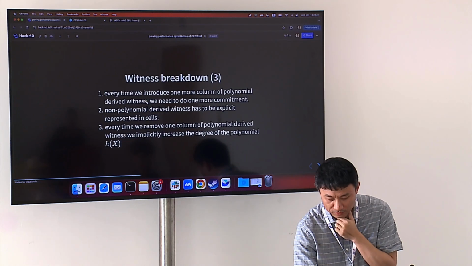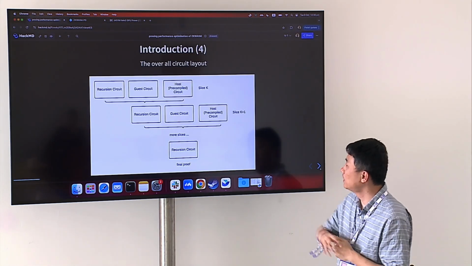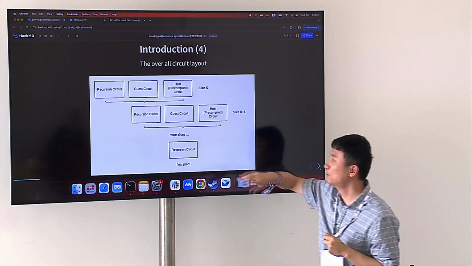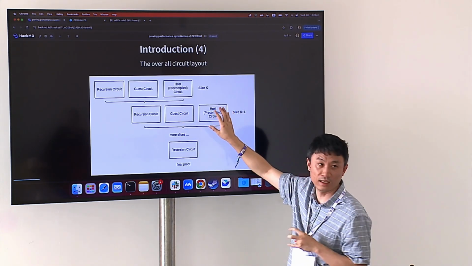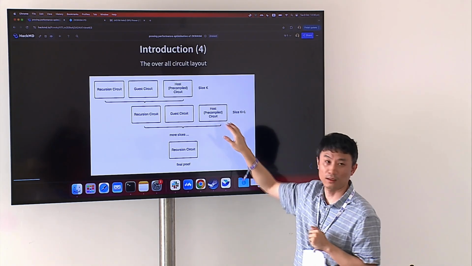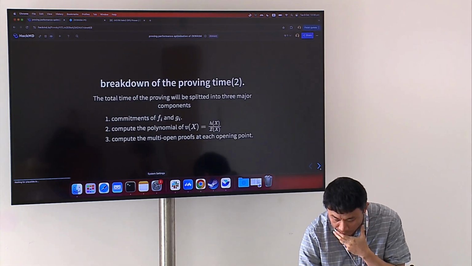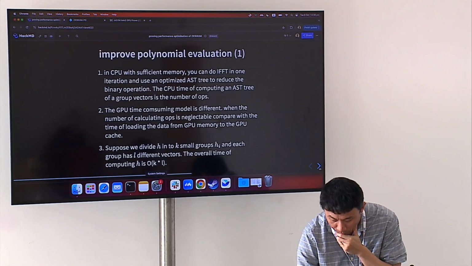we would like to have something called host precompiled circuits. So yes, we can remove this and plug in another guest here. But in our solution, we actually plug in a host precompiled circuit here. Now, why do we need to do that?